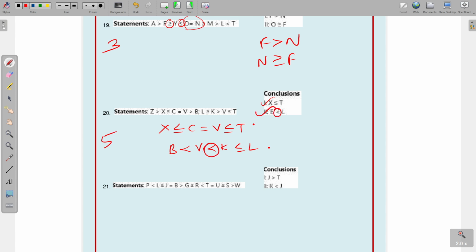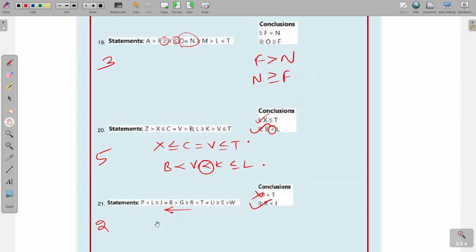Next, J greater than T. So J here and T here. Here we have opposite signs, so the first one is not correct. R less than J. So R here and J here. R to J definitely follows. Only 2 follows.